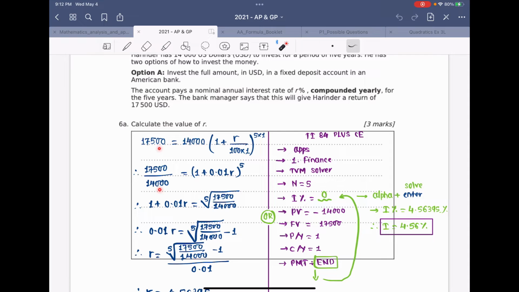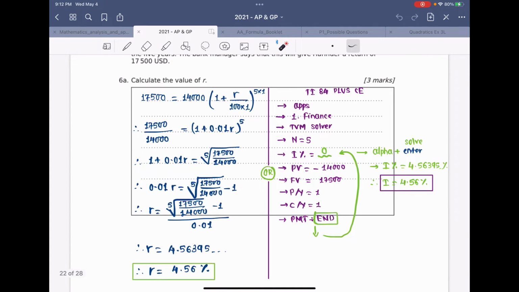17,500 divided by 14,000. 1 plus r over 100k is basically 1 plus 0.01 times r, bracket raised to 5 times 1, which is 5. First, to remove this power of 5, I am taking a fifth root on both sides. So the fifth root of this is equal to 1 plus 0.01r, because the fifth root I am removing out. Then I am transferring this plus 1 to this side, and it becomes minus 1. Then I am dividing both sides by 0.01.